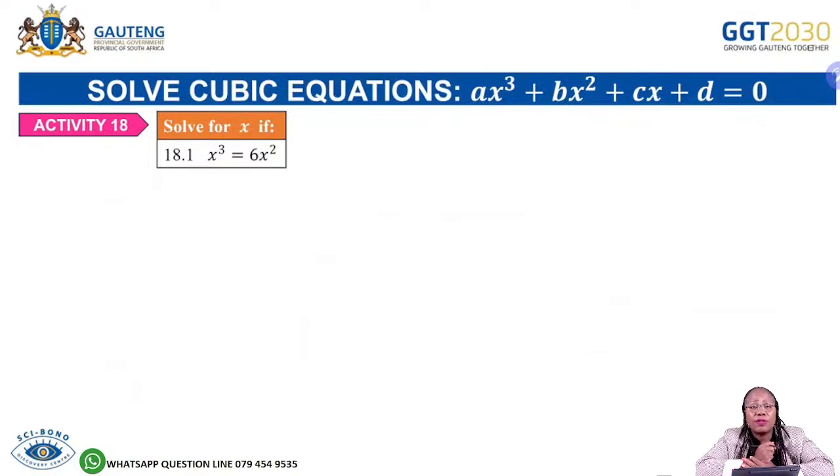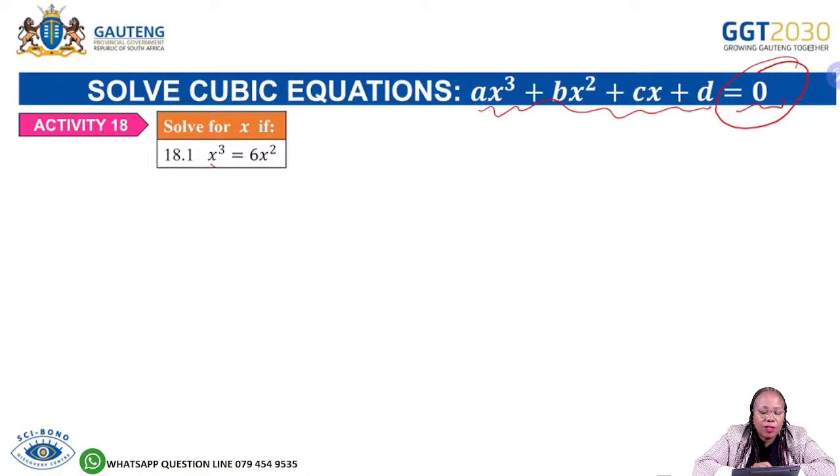Right, now we are solving for x if we are given x cubed equal to 6x squared. This is an equation now. As you can see, we are working with the original cubic equal to 0. So to solve all your equations, ensure that you have a 0 on the right hand side before you can attempt any solution on your left hand side.